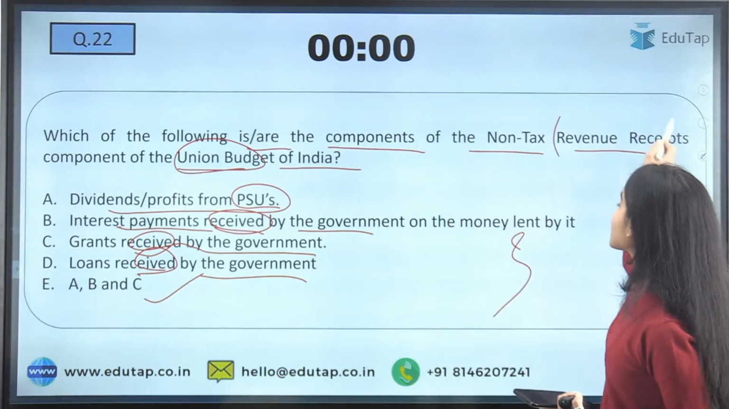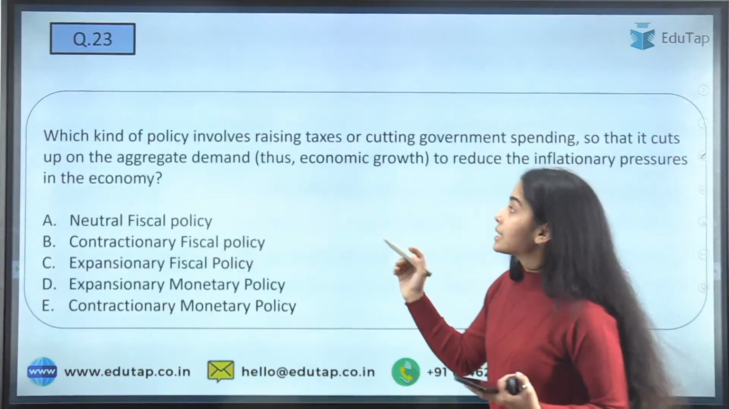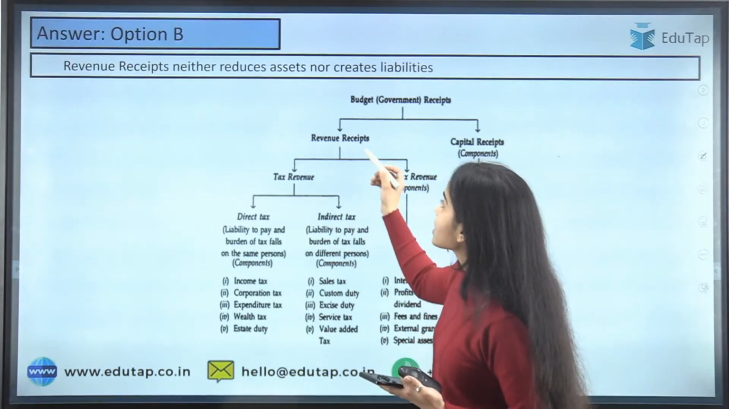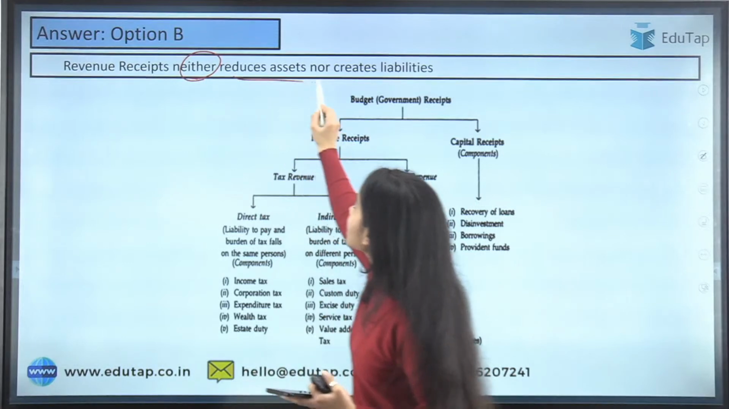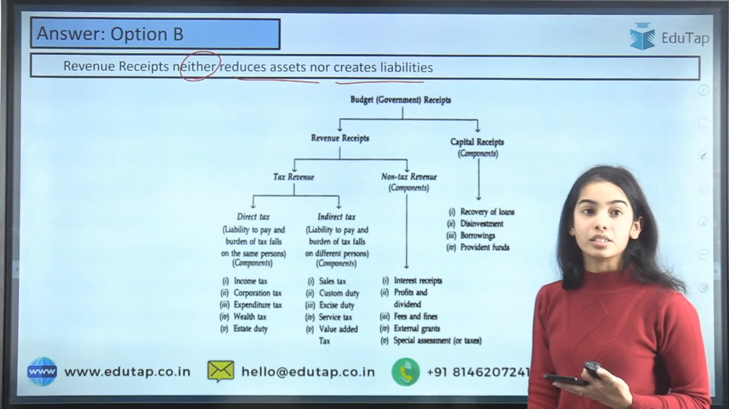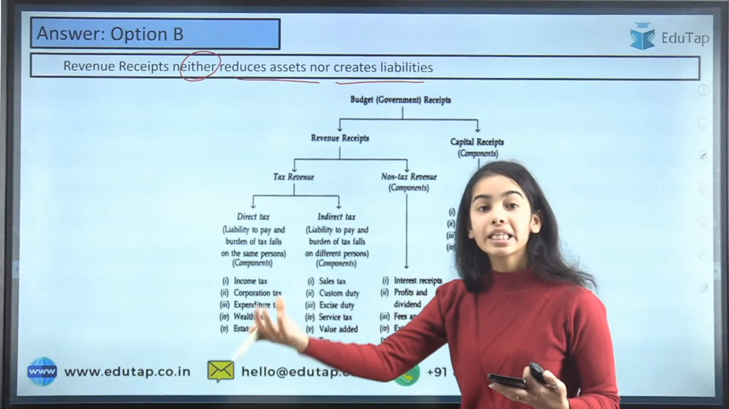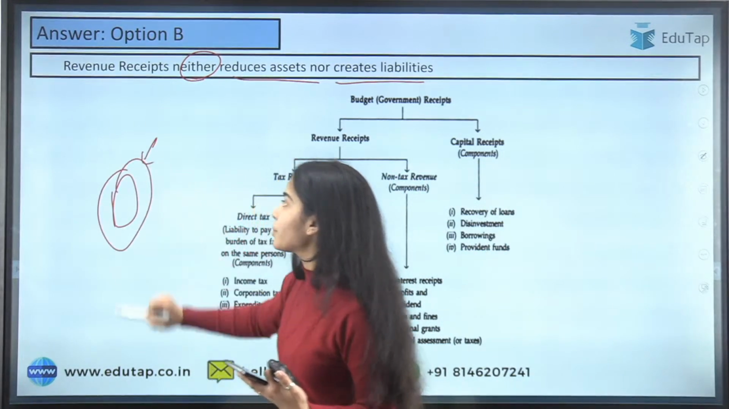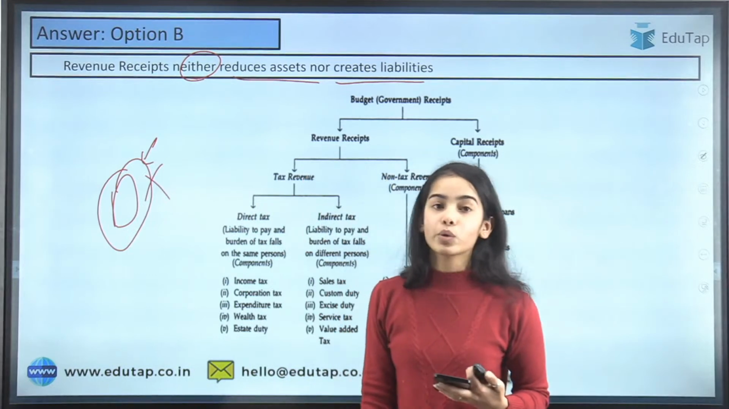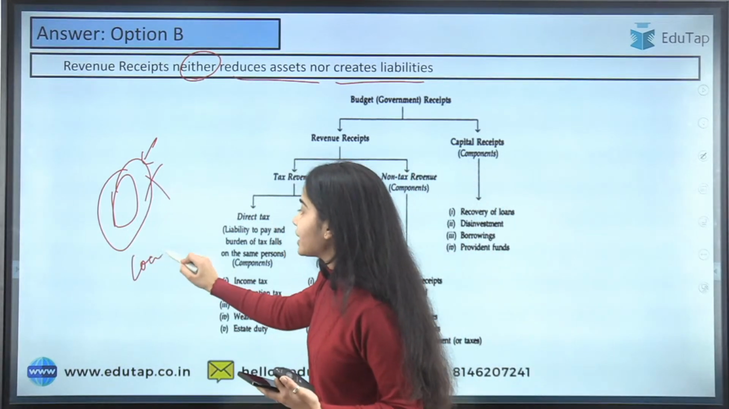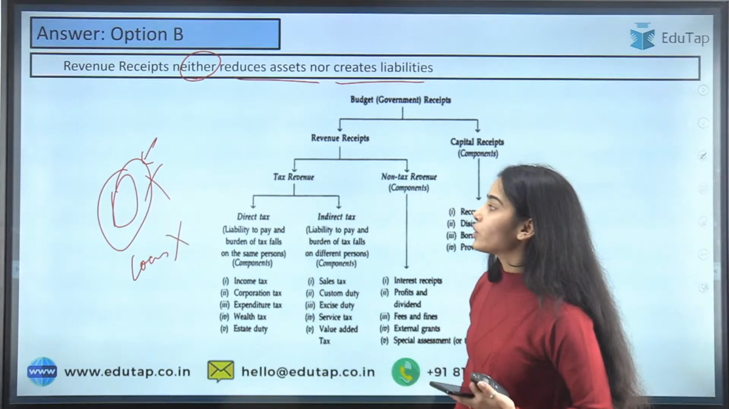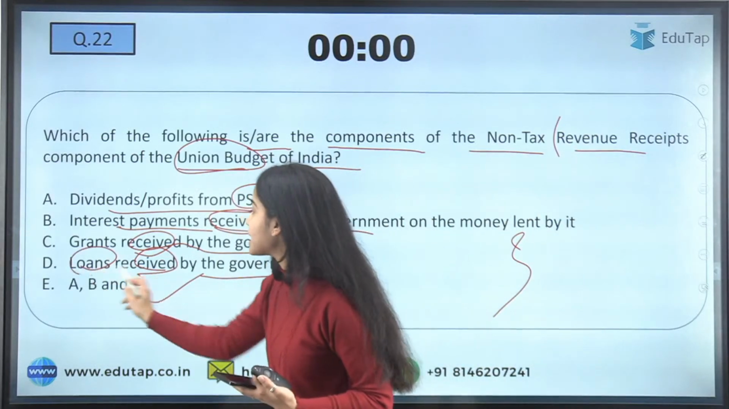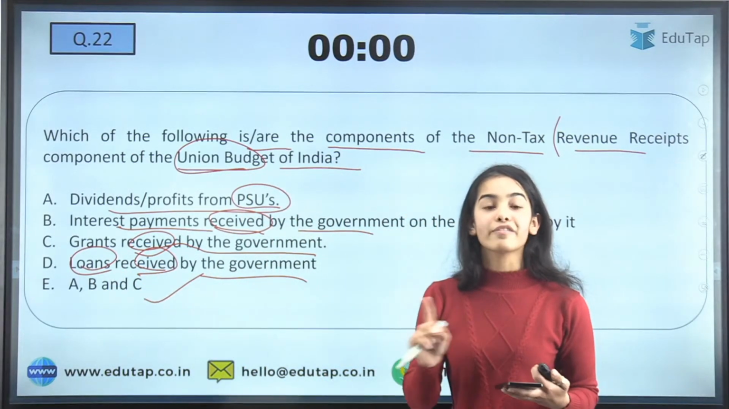The revenue receipts are the receipts that neither reduce assets nor create liabilities. So it is not like we are selling and then we are getting the receipts. I am selling my house and then I am getting the money. It will not come under the revenue receipts. I am taking loans. That will also not come under the revenue receipts, and that's why the loans received by the government do not come under the revenue receipts.